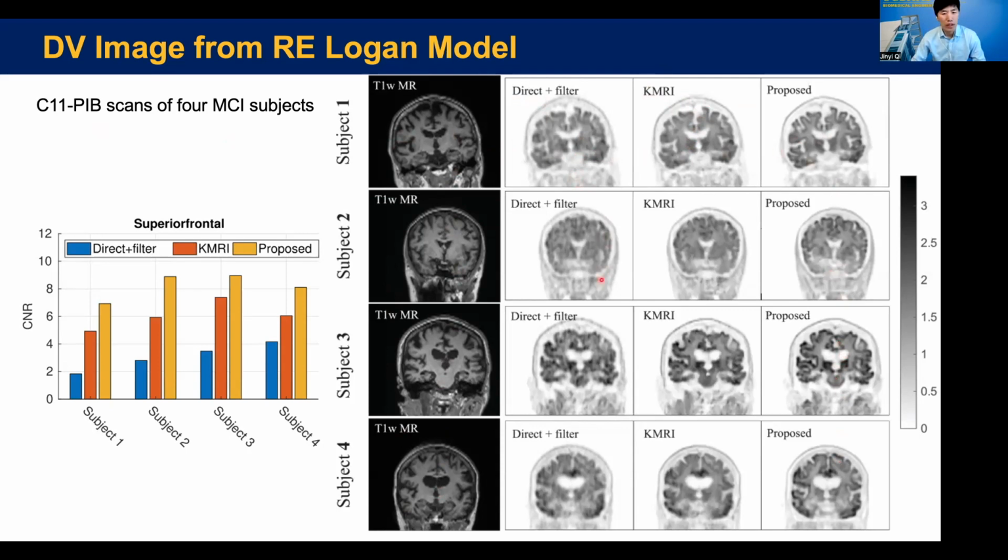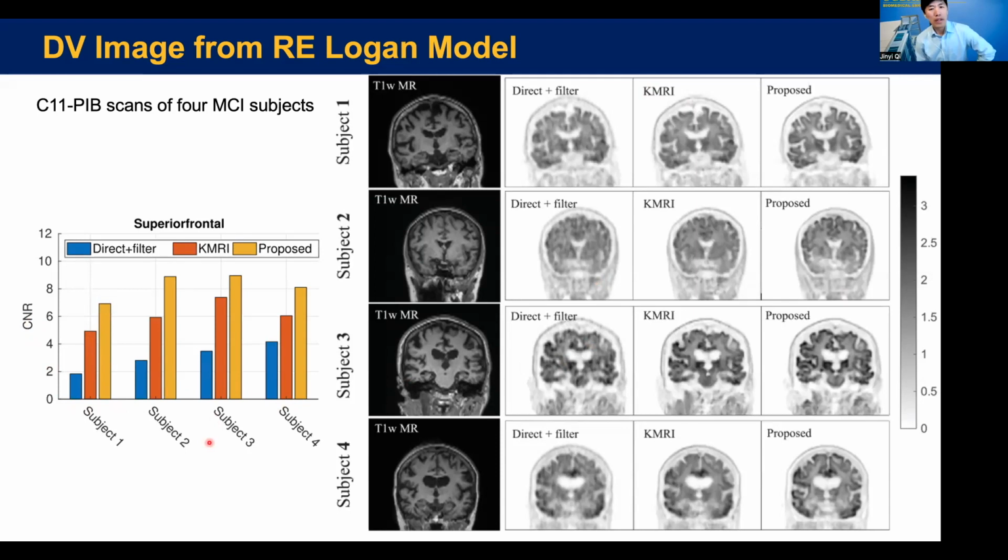And then to look at the differences, we can quantify the signal to noise ratio in different brain regions. In the paper there are multiple regions; I just pick one here. You can see for the unregularized, followed by post-filter, even though this is direct reconstruction, the CNR is low, and with the kernel MR, it gets better. And with the deep image prior, it gets even higher. This is true across all 4 subjects. And there are more results you can find in the reference paper.